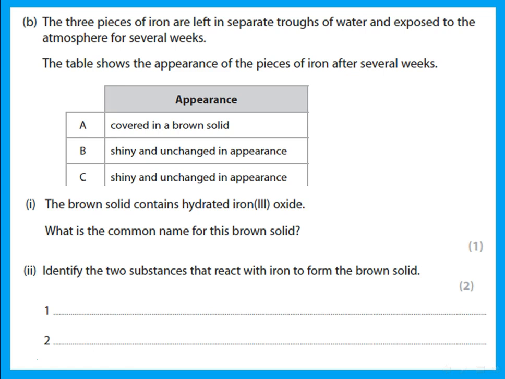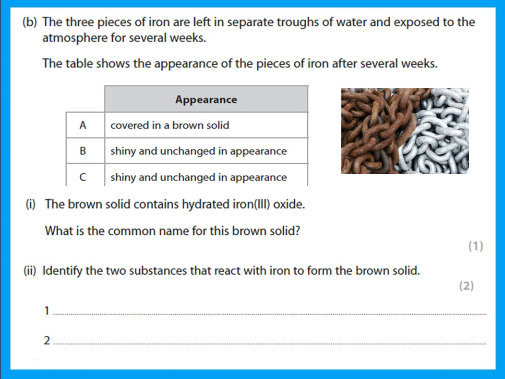The 3 pieces of iron are left in separate troughs of water exposed to the atmosphere for several weeks. The table shows the appearance of the pieces of iron after several weeks. So he's saying A will be covered with brown solid. B is shiny and unchanged. C is shiny and unchanged. The brown solid that covers the iron in A contains what we call hydrated iron 3 oxide. What is the common name for this brown solid?